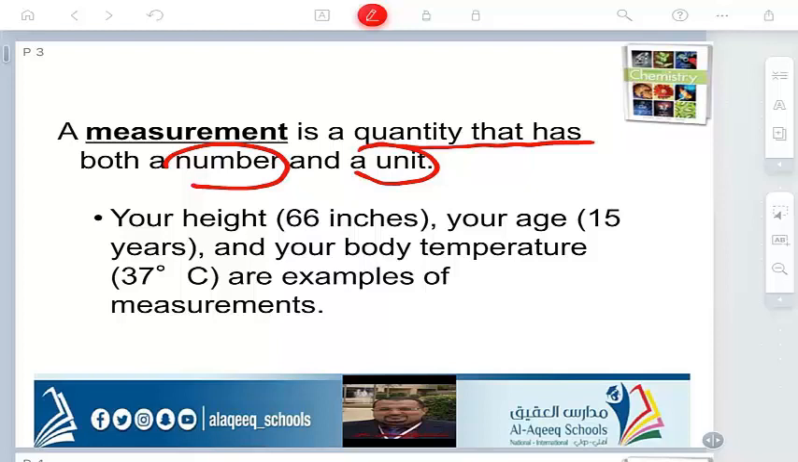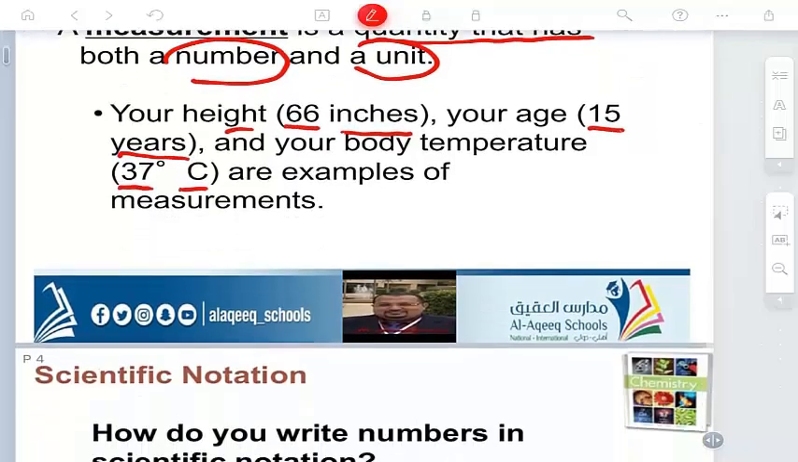As you know, when you are talking about height, for example, you are saying 66 inches. If you are talking about age, you are saying 15 only? No, but 15 years, and so on. The temperature 37 degrees Celsius. So you need to represent measurements by using number and unit.